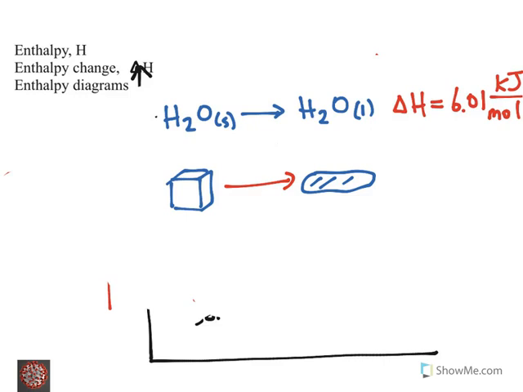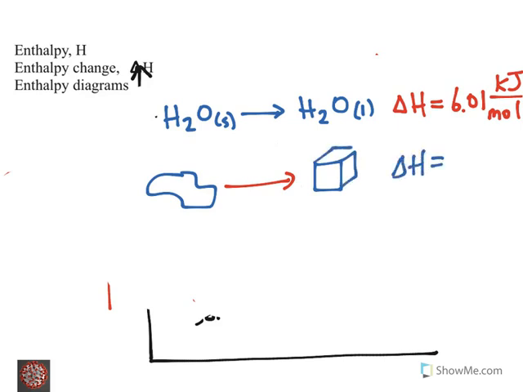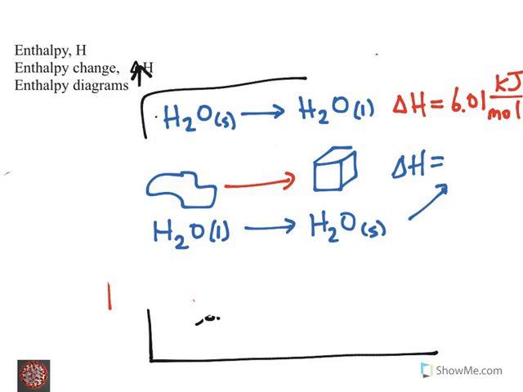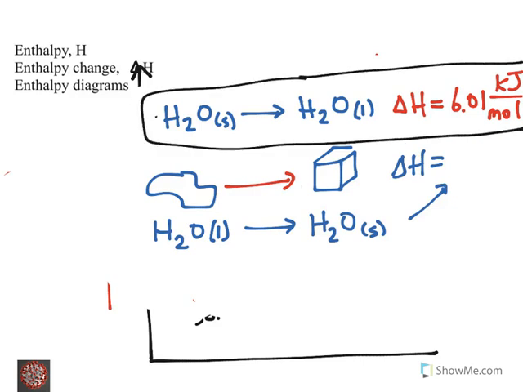Okay, but what if it was different? What if we had the reverse? What if we had liquid turning into solid? What would delta H be? Assuming you had 1 mole of H2O liquid converting to 1 mole of H2O solid, do you think, given the previous information, you could figure out what the value for delta H would be?